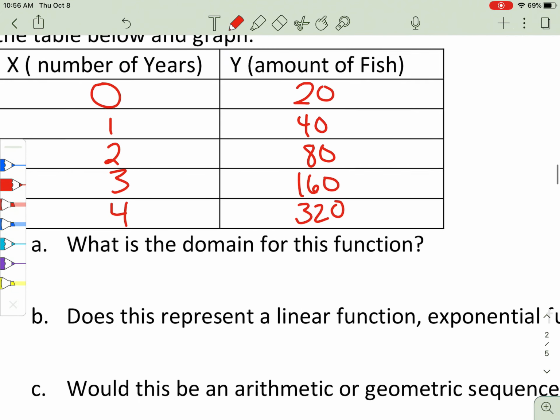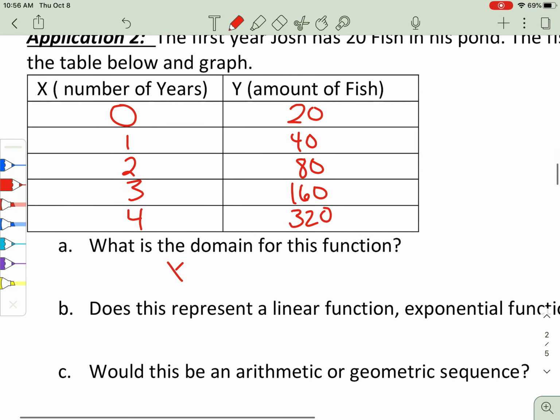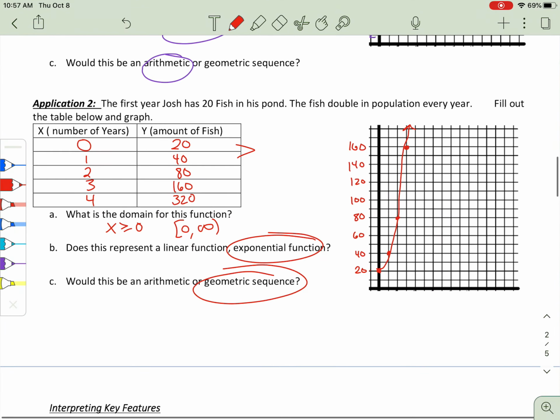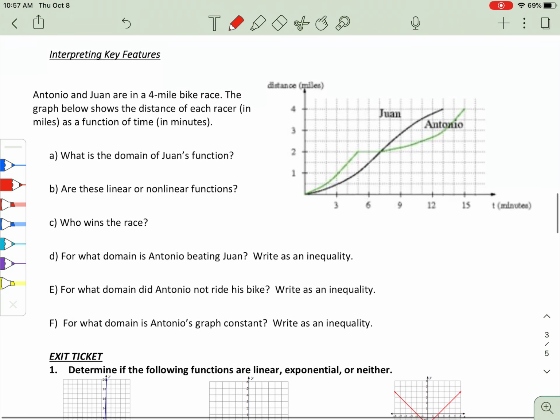All right, so what is the domain for this function? Again, starts at 0, continues up. So x is greater than 0 or 0 to infinity. Does this represent a linear function or exponential? So linear would be adding, this is multiplying, this is exponential, and geometric. Okay. All right, last one here.